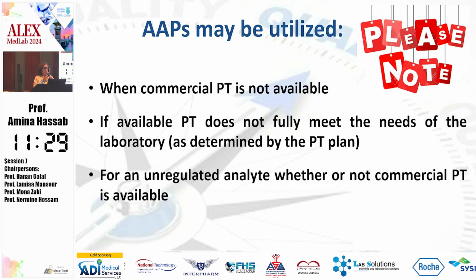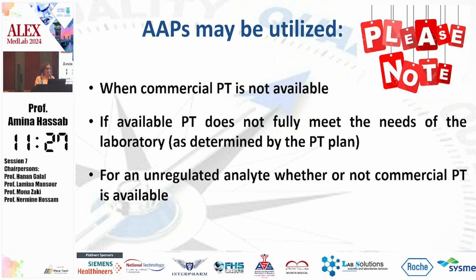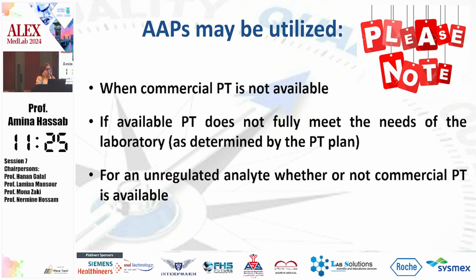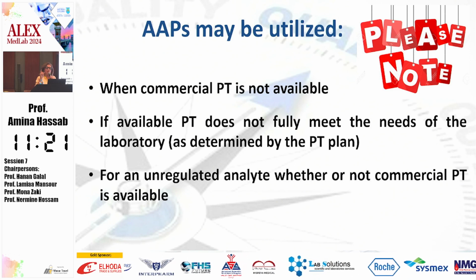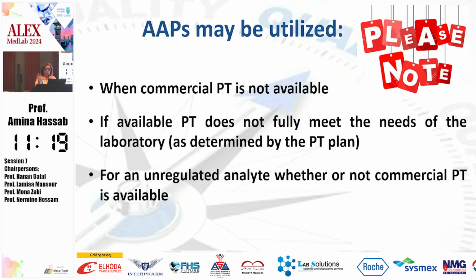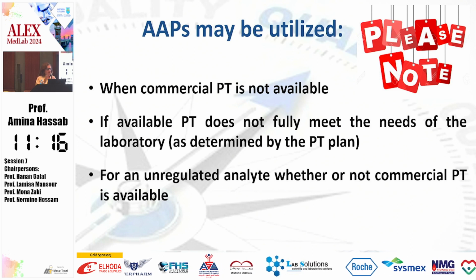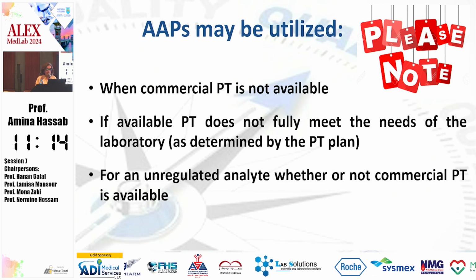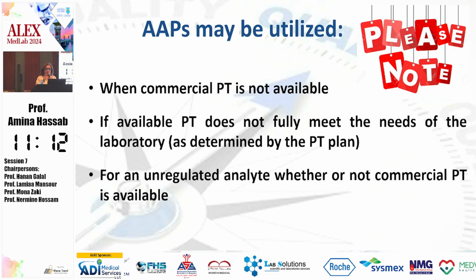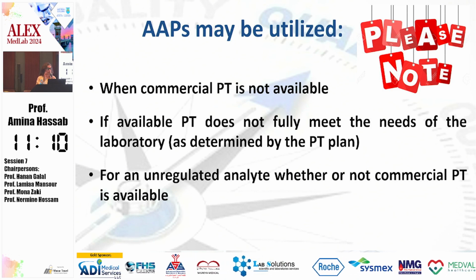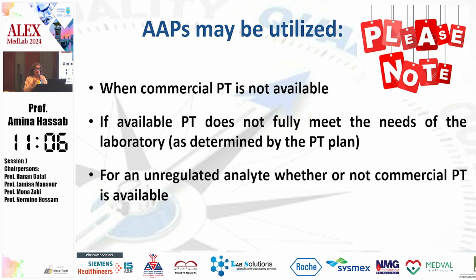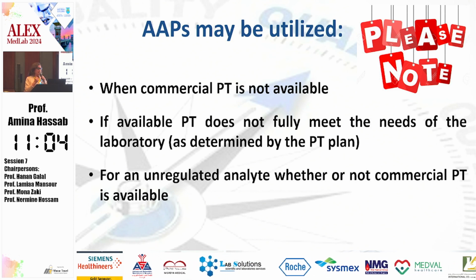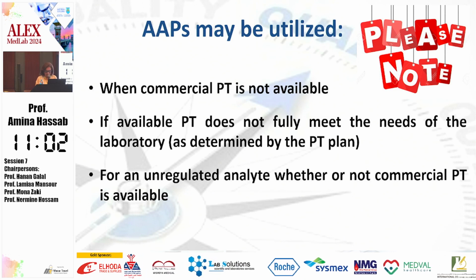As you all know, the CLIA classifies tests into waived, non-waived. They classify them according to the complexity. They also classify analytes into two groups, regulated analytes and non-regulated analytes. For regulated analytes, proficiency testing is mandatory. For unregulated analytes, proficiency testing may not be available, and in this case, you may need to use the AAP methods.